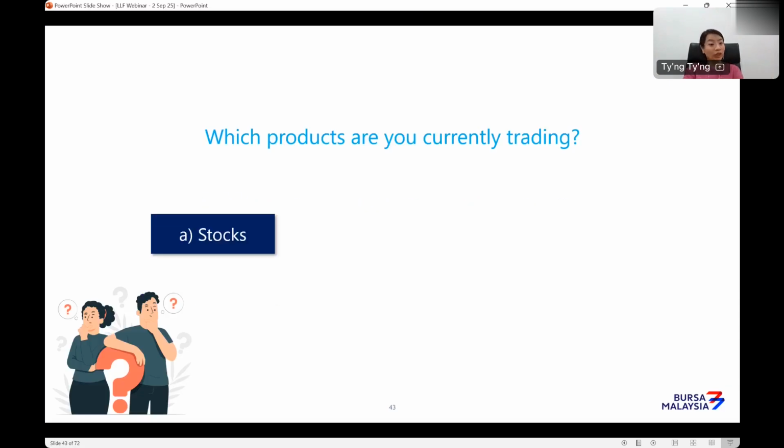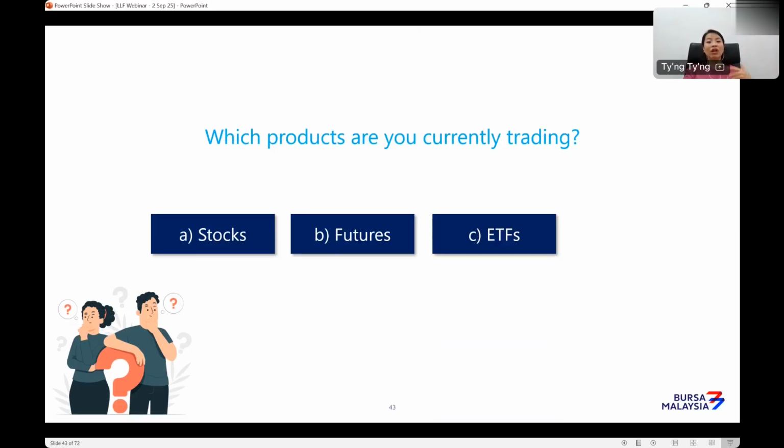First, before I continue, let me check with you this simple question. Which products are you currently trading? A, if you are currently trading stocks, you just type in A. If you are currently trading futures, just type in B. If you are currently trading ETFs, you just type in C. If you are currently trading options, you type in D. If you are having a combination of stocks and ETF, you just type in AC. If you are having a combination of futures and options, you just type in BD. Let me know which products you are currently trading.